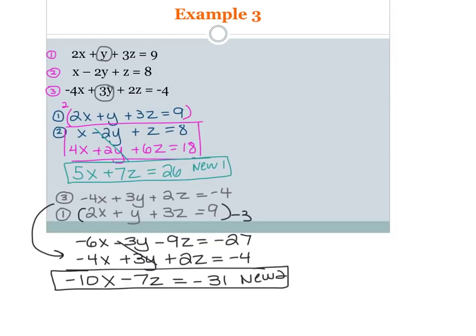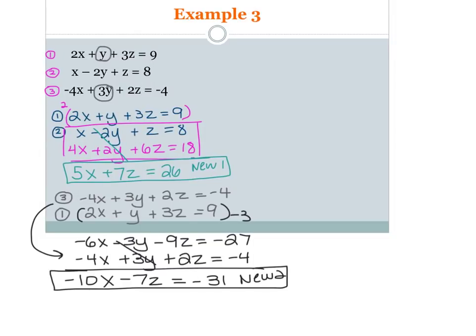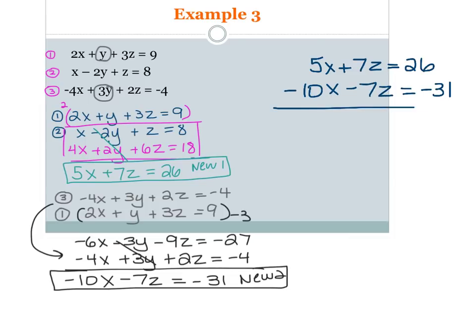So now I'm going to use elimination on new 1 and new 2. 5x plus 7z equals 26, and negative 10x minus 7z equals negative 31. This time we got lucky and the z's will already cancel out without having to change anything. So I'm going to combine these: negative 5x, z's cancel, equals negative 5. Divide both sides by negative 5, and I get x equals 1. So here's my first variable.